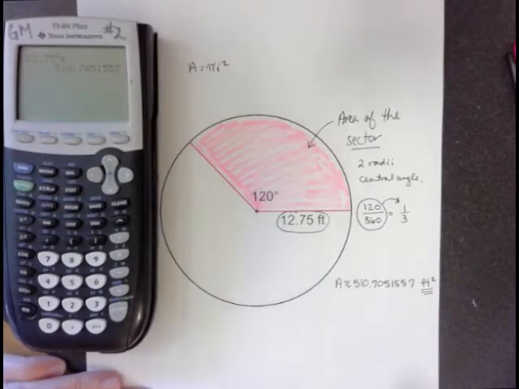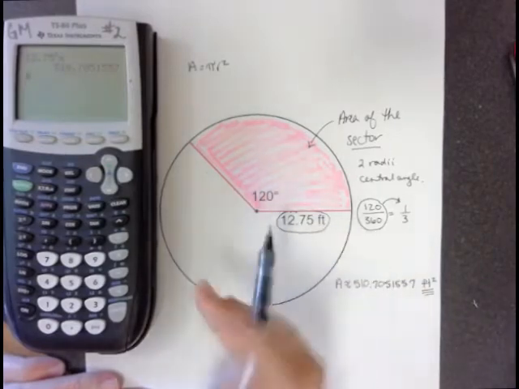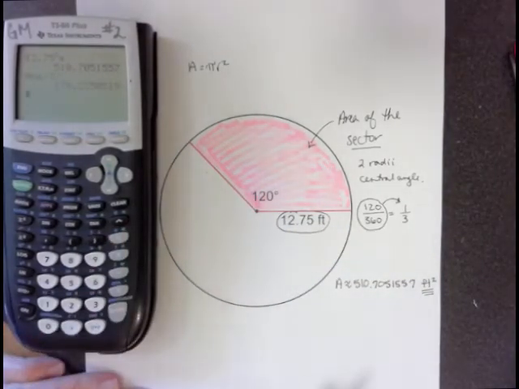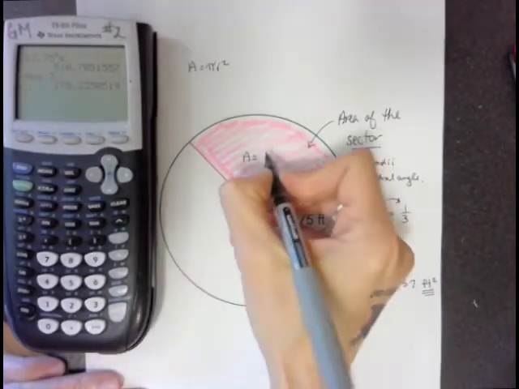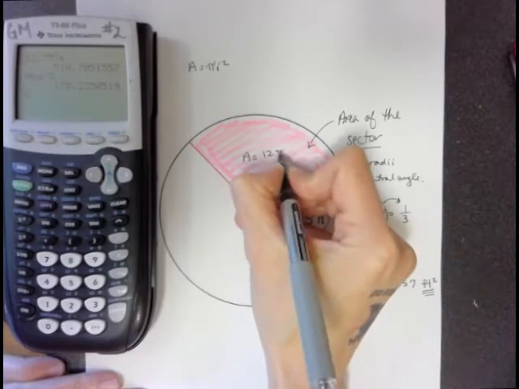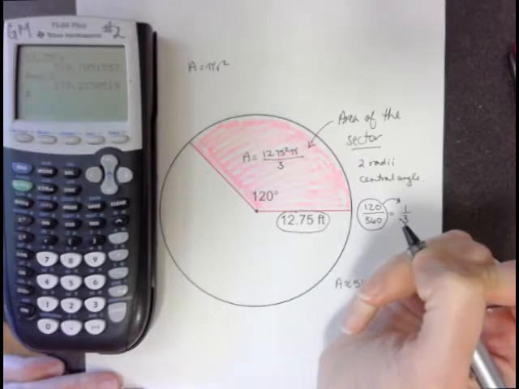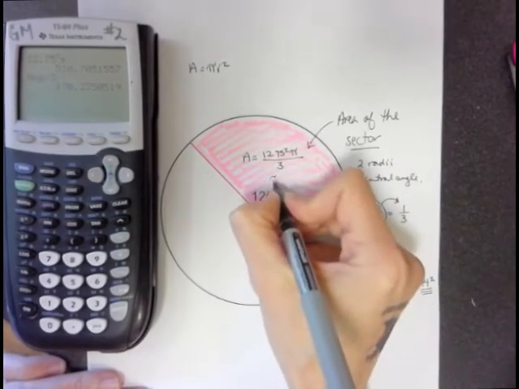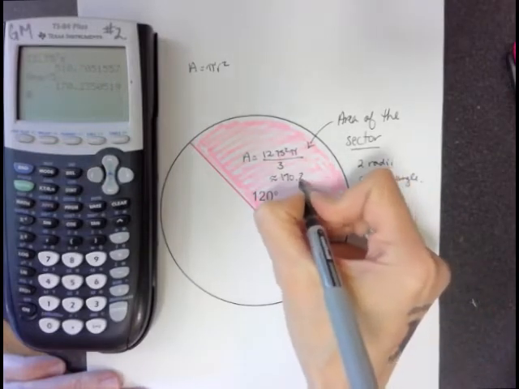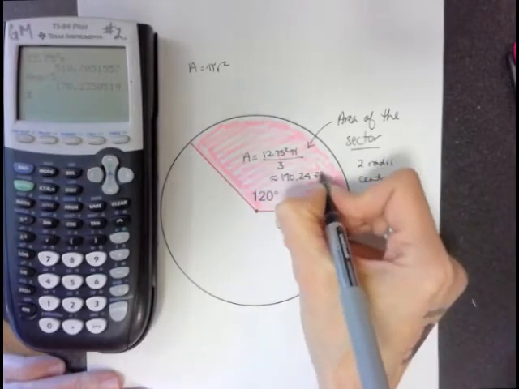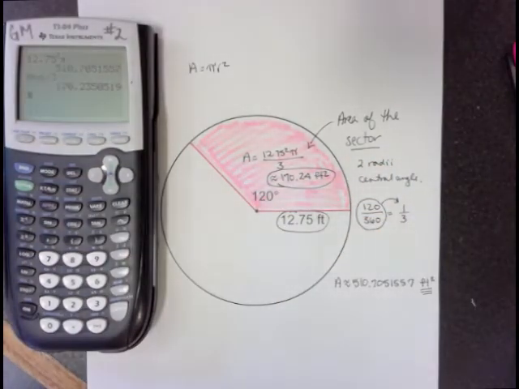If this is the entire area, what am I going to do to get just the sector? Well, I simply take that number and divide it by 3. So the area of this sector is 12.75 squared pi divided by 3. And if I do that in my calculator, I get something that's approximately 170, and let's round to the nearest hundredth, 24 square feet. And that would be my final answer. That's how we find the area of a sector. Let's do another one of these.